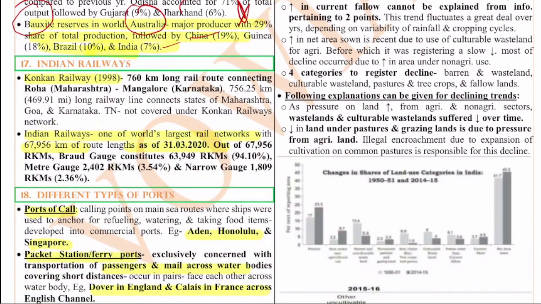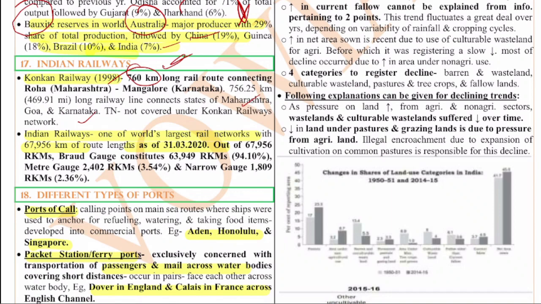Next, the 17th question is on Indian Railways. The Konkan Railway, if you see, is a 760 km long rail route connecting Roha in Maharashtra and Mangalore in Karnataka, and it connects the states of Maharashtra, Goa and Karnataka. The Konkan Railway is a very famous one.